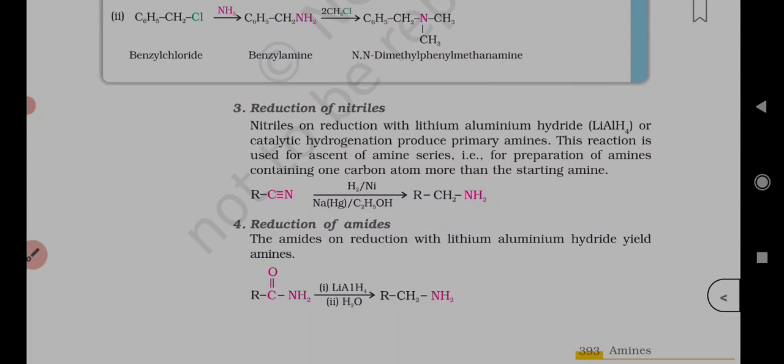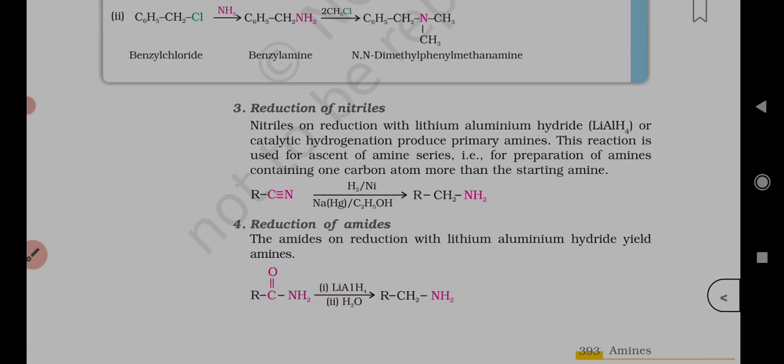In this degradation reaction, migration of an alkyl or aryl group takes place from carbonyl carbon of the amide to the nitrogen atom. The amine so formed contains one carbon less than that present in the amide. See, Hofmann bromamide degradation is nothing but HBD reaction. In this also we are preparing primary amines, same as Gabriel phthalimide and reduction of nitriles.